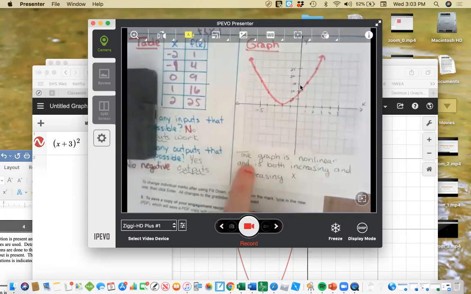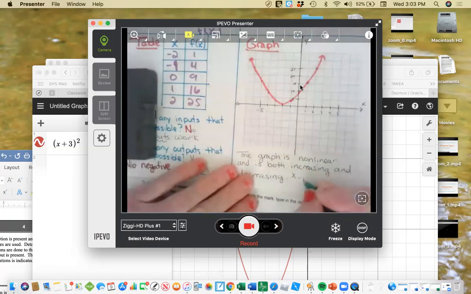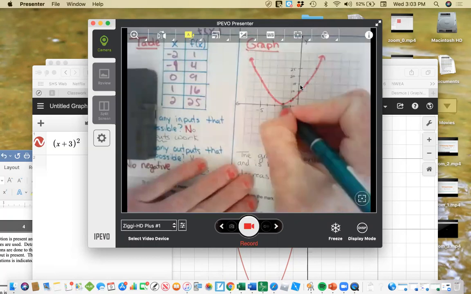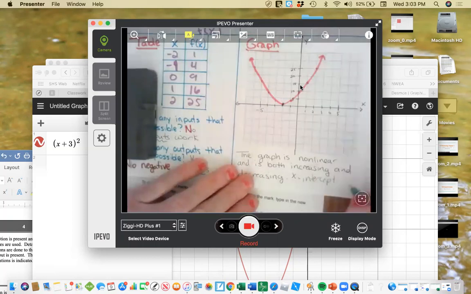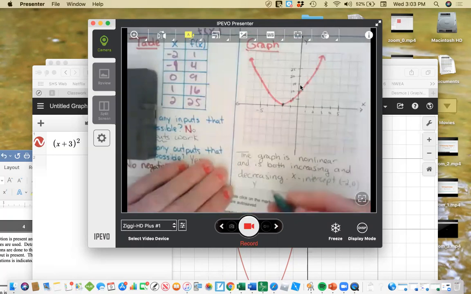After that, then I described it. I said this is nonlinear and it's both increasing and decreasing. I should also go on to say that there, right, the x-intercept. If I look at where it crosses the x-axis, it's at -2, 0, and it has a y-intercept, right, it crosses here, and that's at 0, 9. So that's good to know.